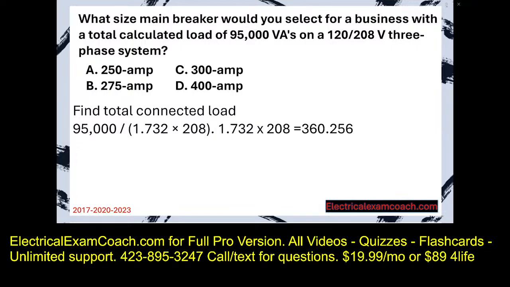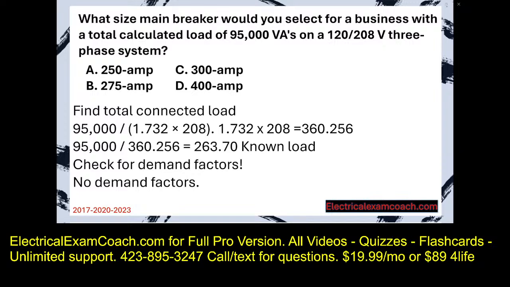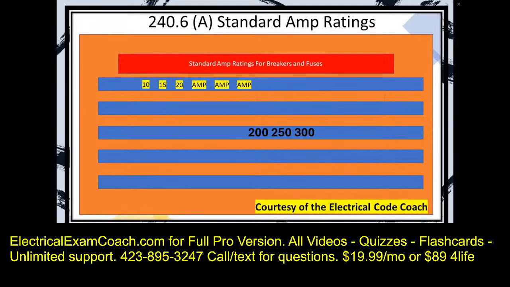Once we work that math out, we end up with 360.256. And it seems like a lot of work on the front end, but you'll find out that you'll trade this little bit of math for what this is getting ready to provide for us. Now we can do our math, and after we divide it out, we end up with 263, and of course we would round up in this case. There are no more demand factors, so we head to table 240.6(A) and choose the next standard size.